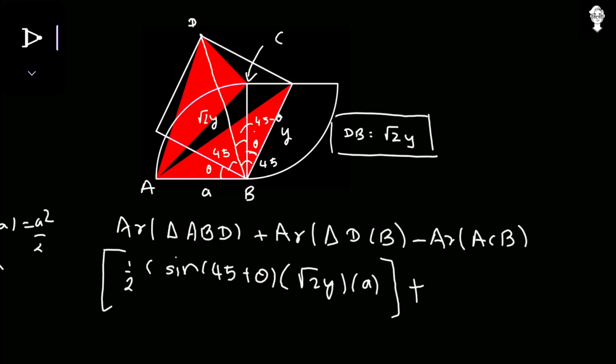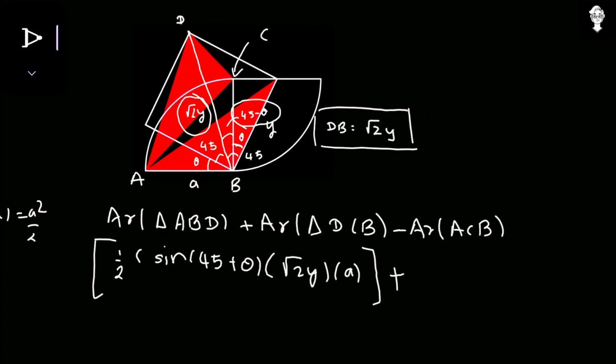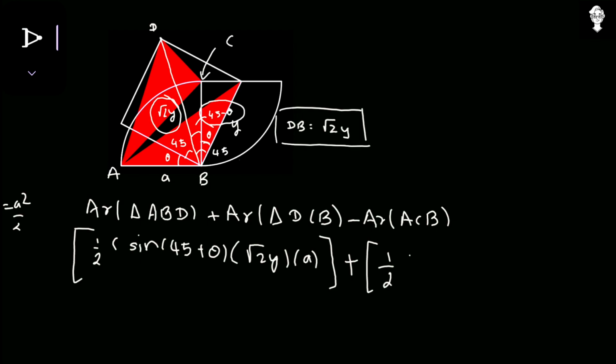Now we have to add this area to the area of triangle DCB. Look at triangle DBC: the middle angle is 45 minus theta. One of the adjacent sides is root 2 times y, and the other adjacent side, BC, is the radius, with a length equal to A. So let us write down the area of triangle DCB. It is equal to half the sine of the middle angle, that is sine of 45 minus theta, times the adjacent sides: root 2 times y and A.